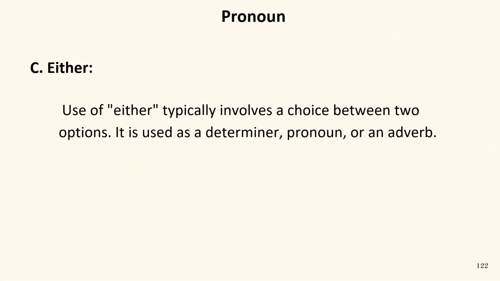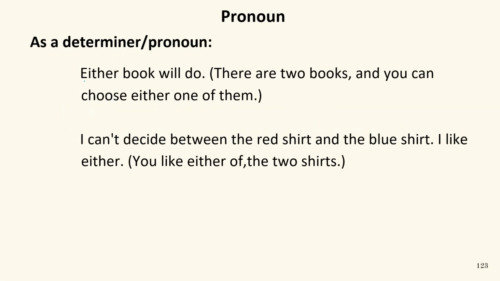Now let us discuss either. Use of either typically involves choice between two options. I have already told you. It can be used as a determiner, pronoun, or an adverb. Let us see some examples of it. Either book will do. It means we have 2 books and both the books are beneficial, so we can choose any one. So either states 2 only.